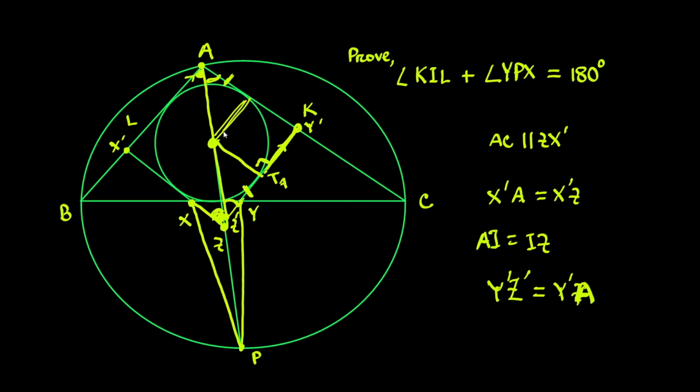There is another congruent triangle, right? This one and this one are equal, that means the whole triangle will be congruent. That means AI is equal to IZ dash. Both Z and Z dash are on the same line and they are equidistant from I. That means Z and Z dash are not different; they are the same point. How is that going to help?